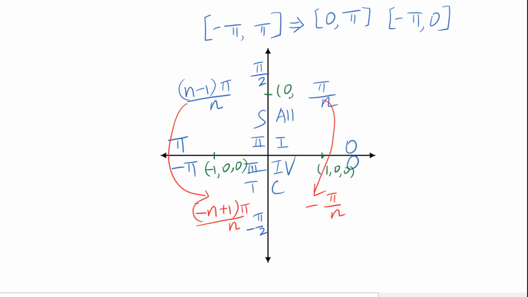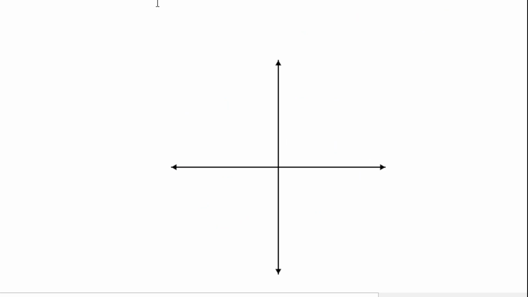This one is (0, 1), undefined. Here, (0, -1), undefined. This will be the diagram for unit circle angles in the closed interval from negative pi to pi. Let's draw a diagram in the closed interval from negative 2 pi to 2 pi.